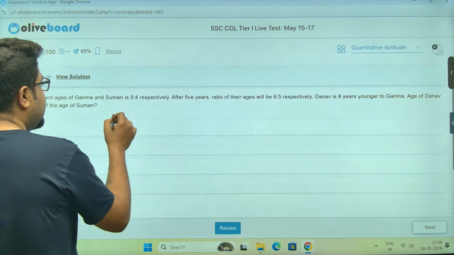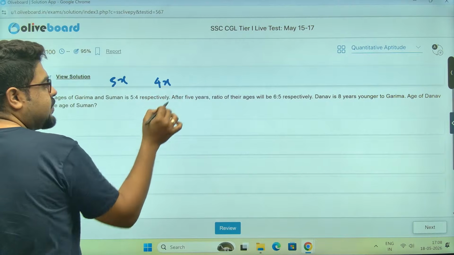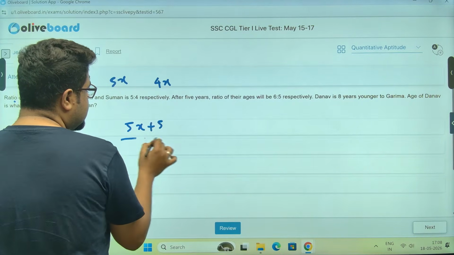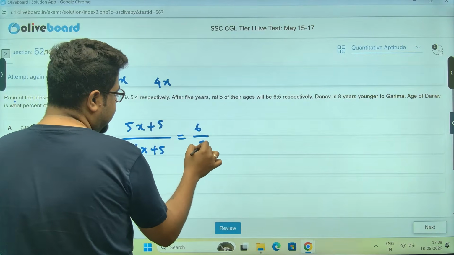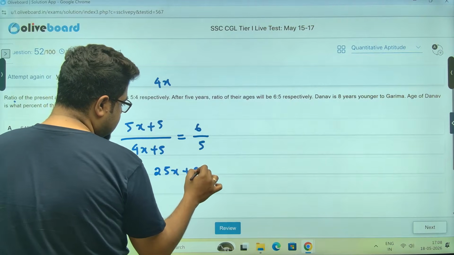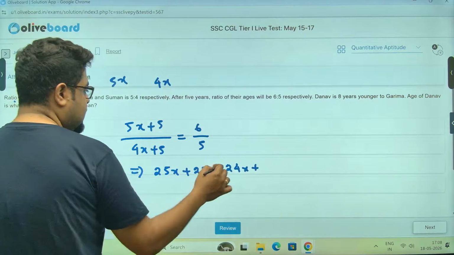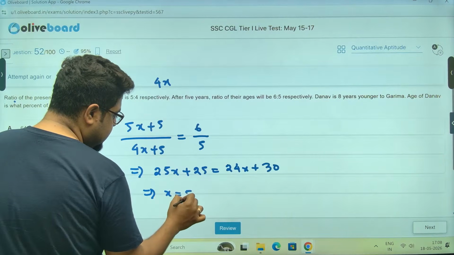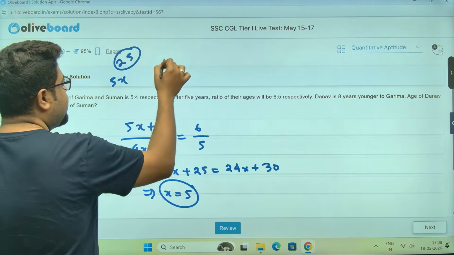Let's calculate. Garima is 5x, Suman is 4x. After 5 years, Garima's age will be 5x plus 5 and Suman's will be 4x plus 5. The ratio is 6 by 5. So 25x plus 25 equals 24x plus 30. So x is 5, and their present ages will be 25 and 4 5s are 20.